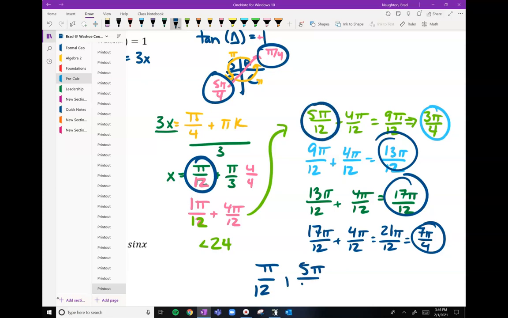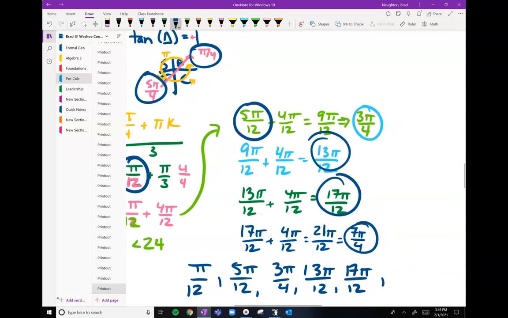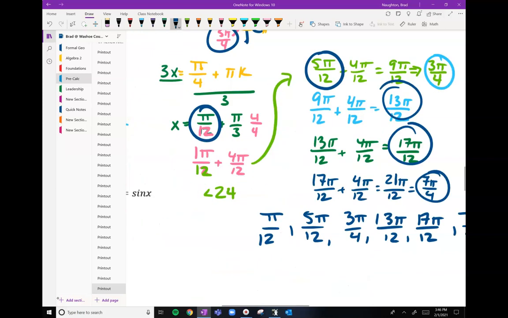Goodness gracious, I almost wrote all the wrong answers. Good thing I decided to put them back in order. So now I have 3 pi over 4, then 17 pi over 12, and then we're going to have, I forgot my 13. Lord have mercy. Good thing you're only watching this if you need help. 7 pi over 4. There's our answers. Alrighty, so lots of answers, lots of good stuff. We're going to keep on cruising.